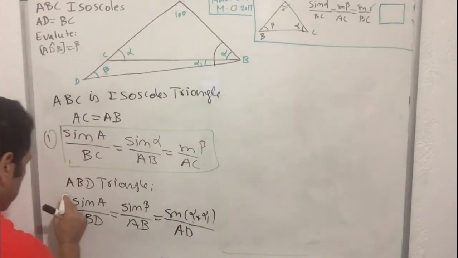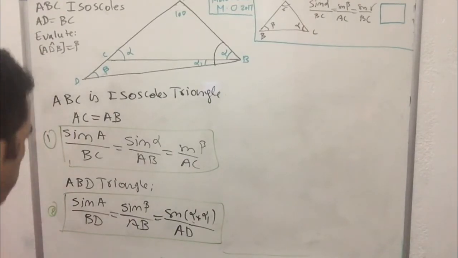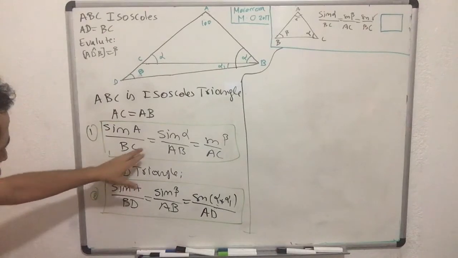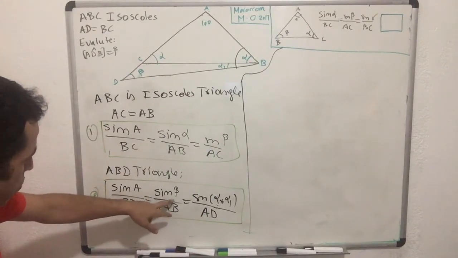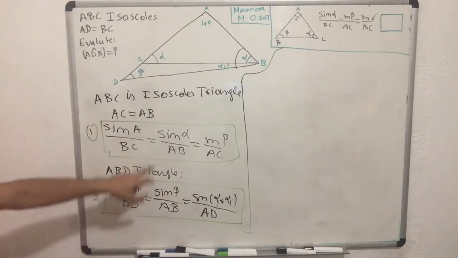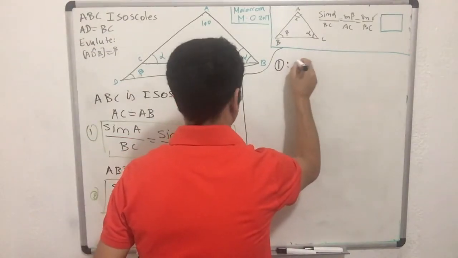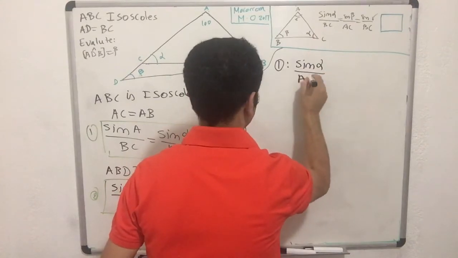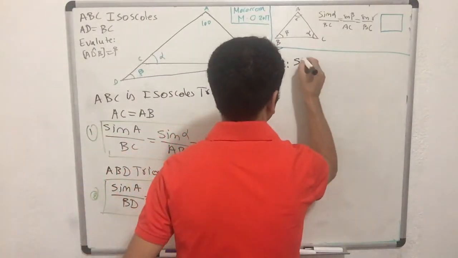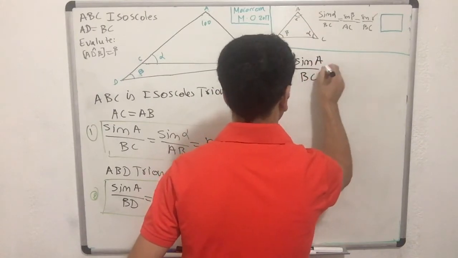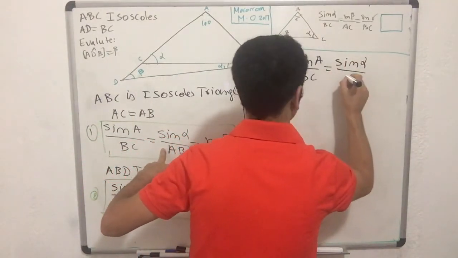Now I have two equations, okay? What I see here is that I can match the two equations together. The first equation contains sine alpha over AB. The second equation contains sine beta over AB as well. I'm going to match these terms into one term to see what it gives us. So that means the one of the sine alpha over AB. Now I have two equations. In the first equation I have sine A over BC equal to sine alpha over AB, okay?